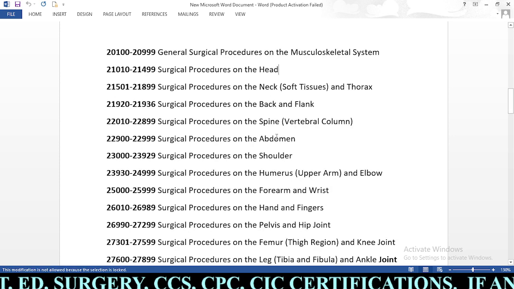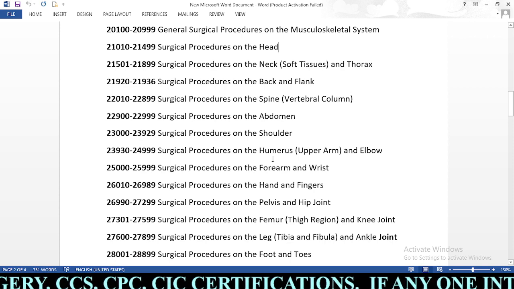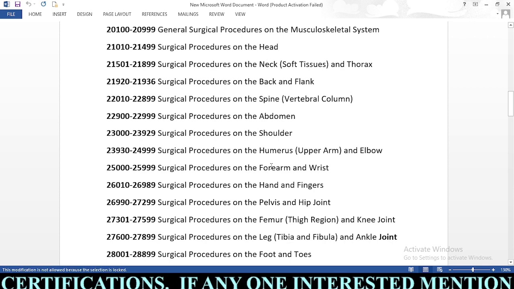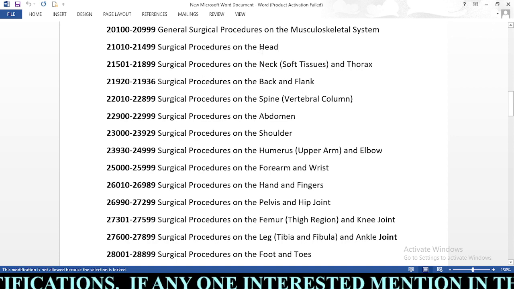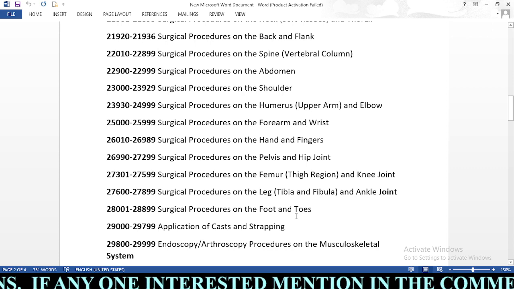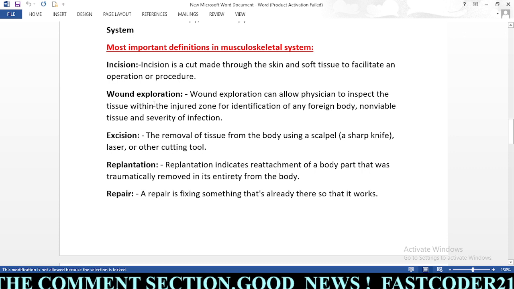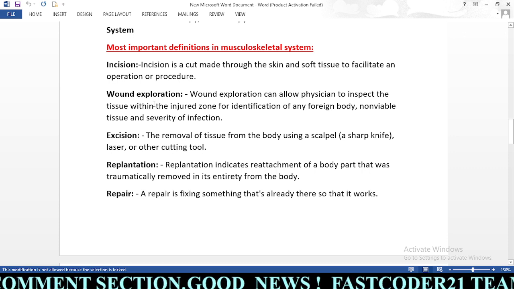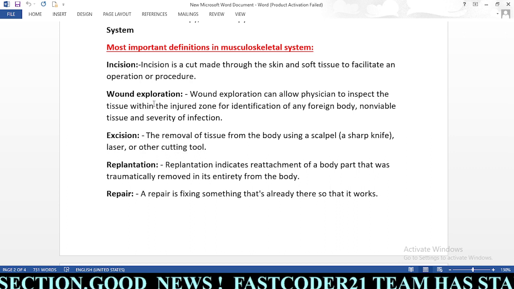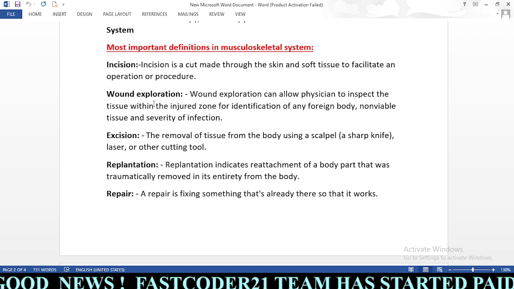Here we need to understand one thing: in the musculoskeletal system, CPT codes are arranged top to bottom. If you take the head, it is the top portion, and foot and toes are the bottom portion of the body. So as we have discussed, in order to code the musculoskeletal system properly, we need to know the most important definitions, which every medical coder needs to know.